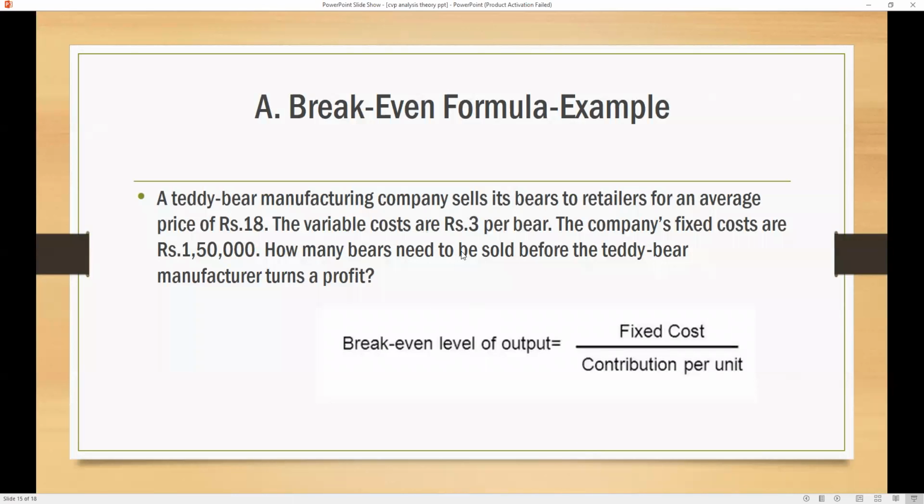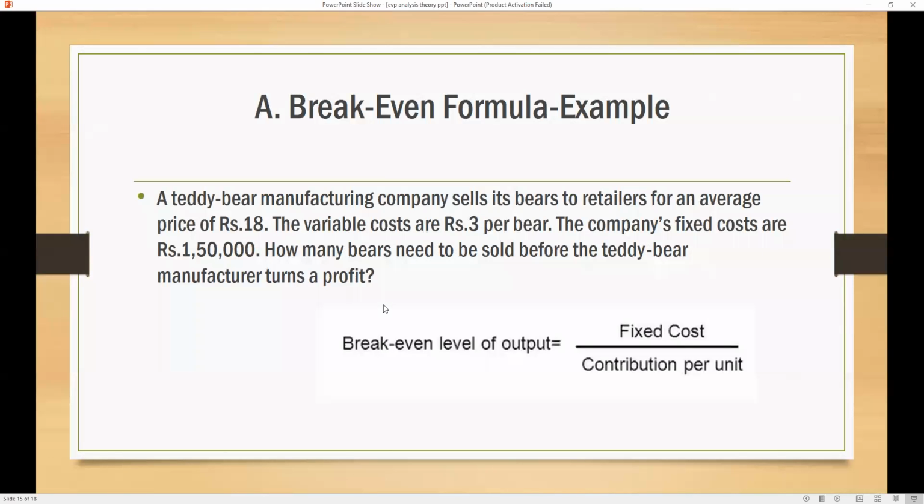So I give you an example of break-even point calculation using the formula method. So we have a situation like this. A teddy bear manufacturing company sells its bears to retailers for an average price of rupees 18. The variable cost are rupees 3 per bear. The company's fixed cost are 1,50,000. How many bears need to be sold before the teddy bear manufacturer turns a profit?